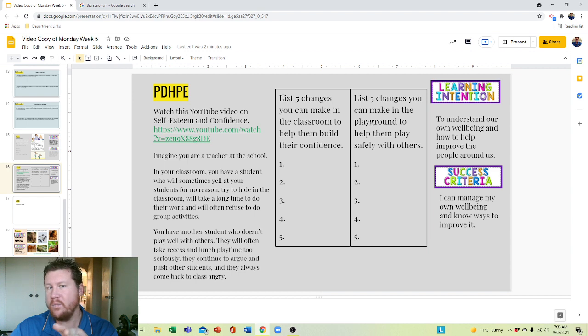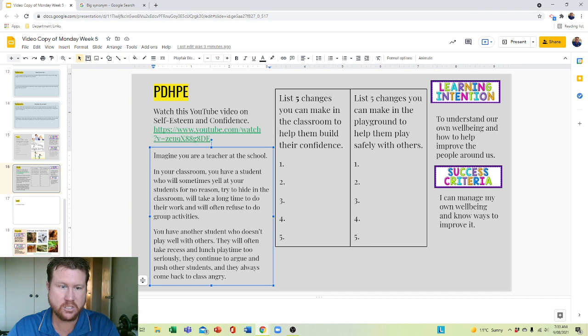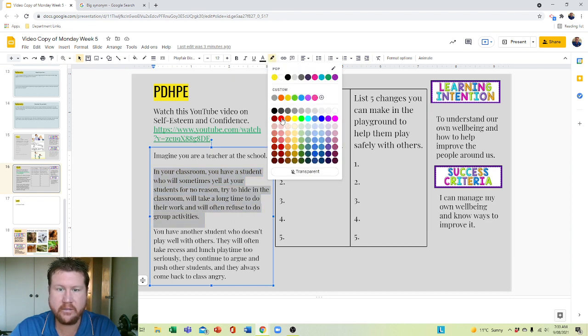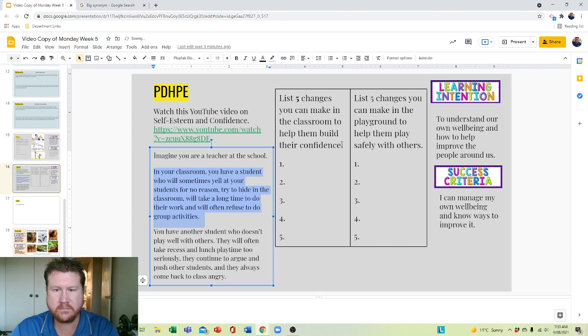So now we want you to list 5 changes you can make. If you were the teacher, this is all about you putting yourself in our shoes. What would you do to build the confidence of the first student? That's student 1. So I'll color code that for you. So that first one, yours isn't going to be color coded in there, but that's the first one.